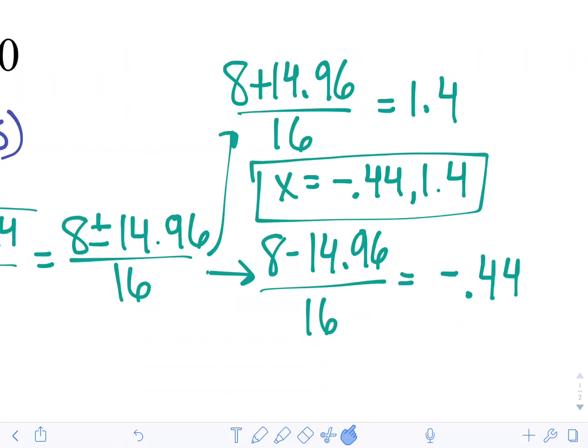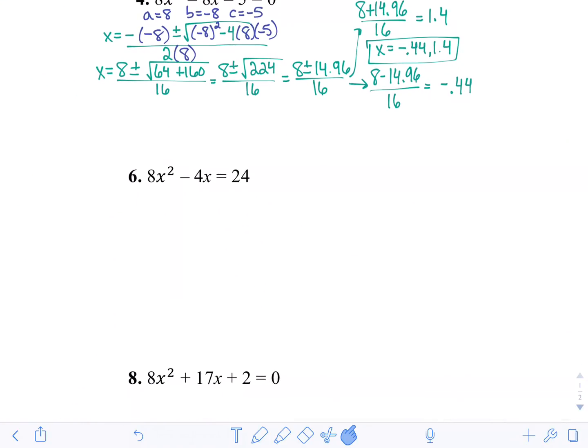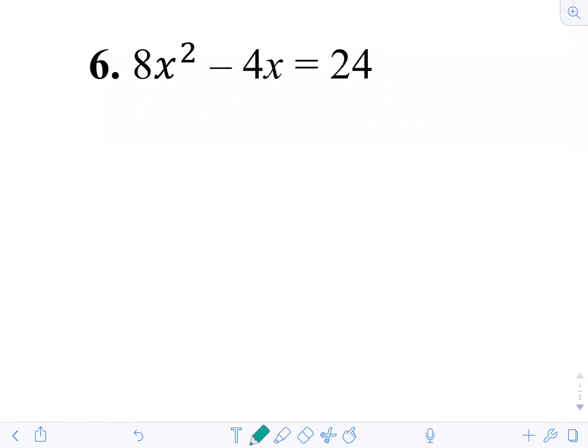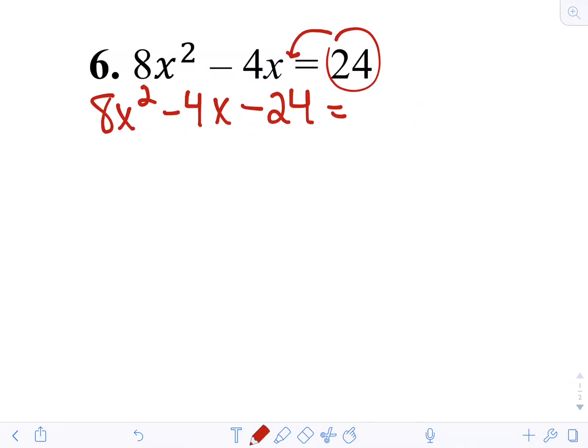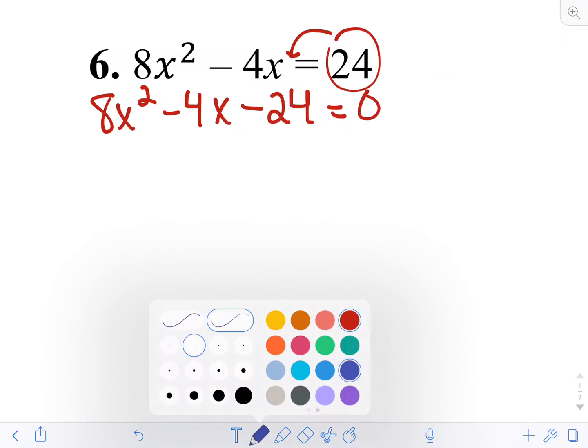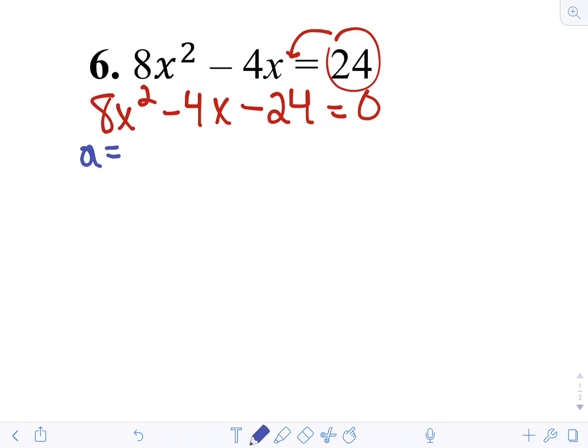All right, we'll do two more. Let's do number 6. So number 6, again, this has to be set equal to 0. So when I move my 24 over, if it's positive, it becomes a negative. So 8x squared minus 4x minus 24 is equal to 0. Label A, B, and C. So A is 8, B is negative 4, C is negative 24.